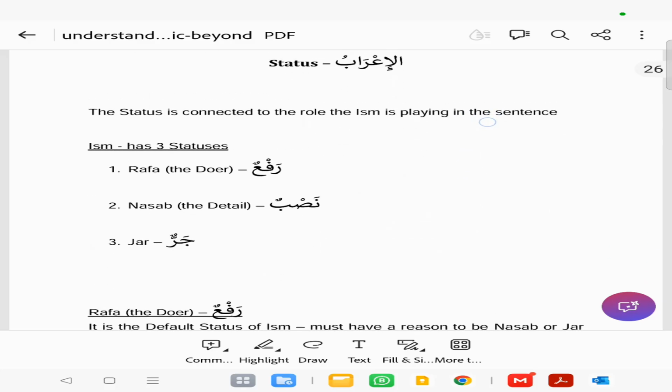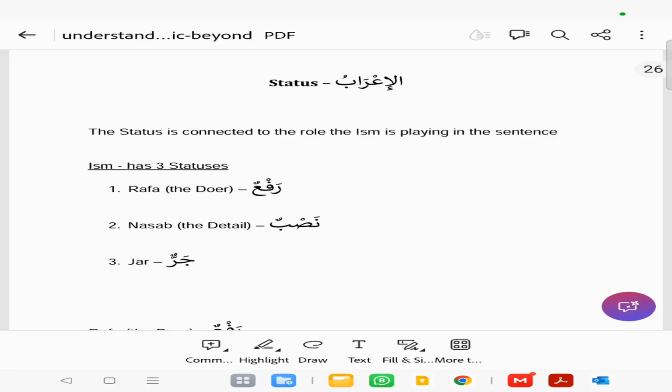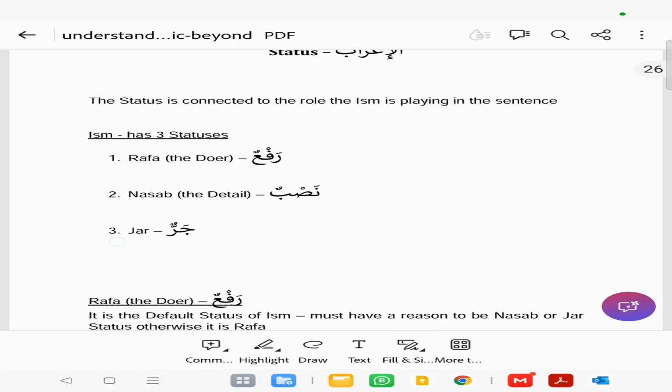So the status is connected to the role the ism is playing in the sentence. So ism has 3 statuses that it can be in. The first is called rafa, which is the doer, the nasab, which is called the detail, and jar.